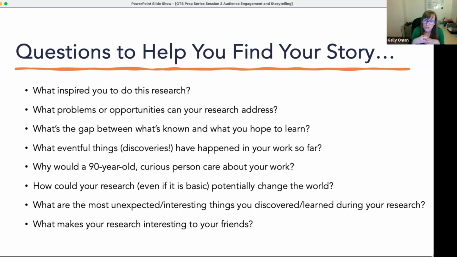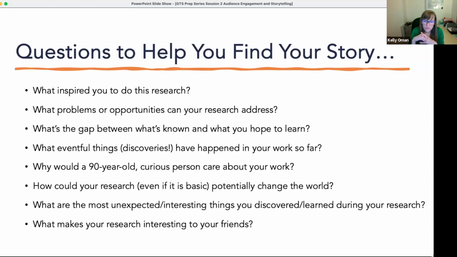Why would a 90-year-old curious person care about your work? So think about somebody who has seen it all, who's lived a full life, who's still interested in learning new things, but has seen a lot of things. What would that person be interested in? That can help you think about engaging things that everybody else would find interesting.